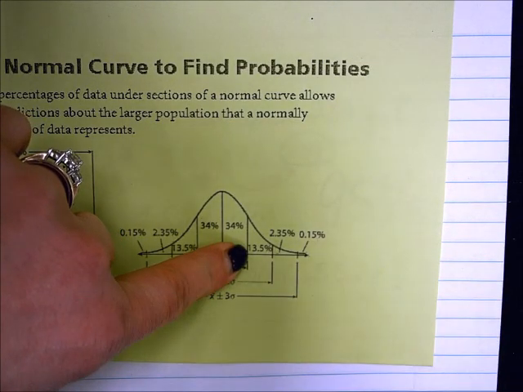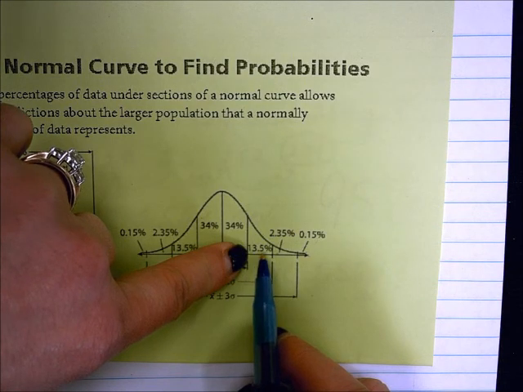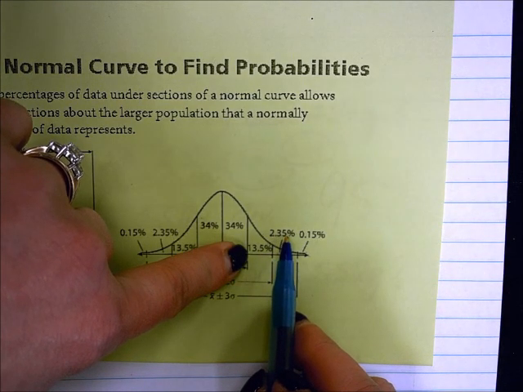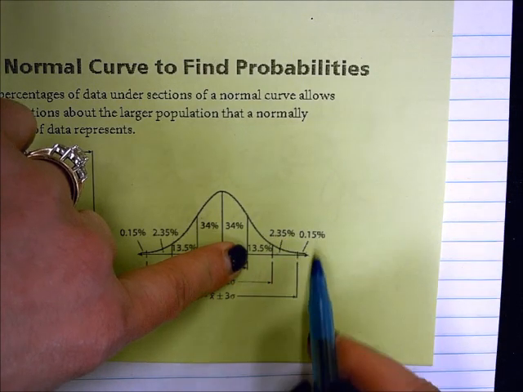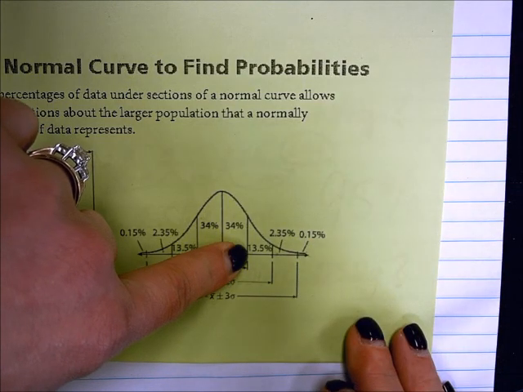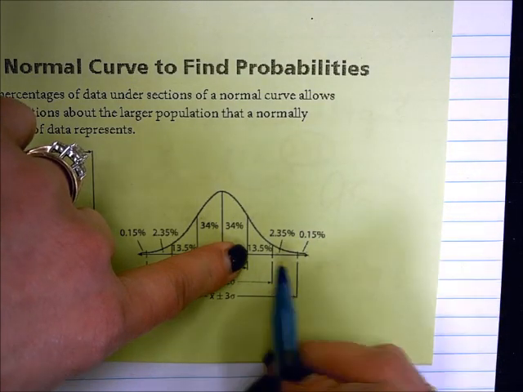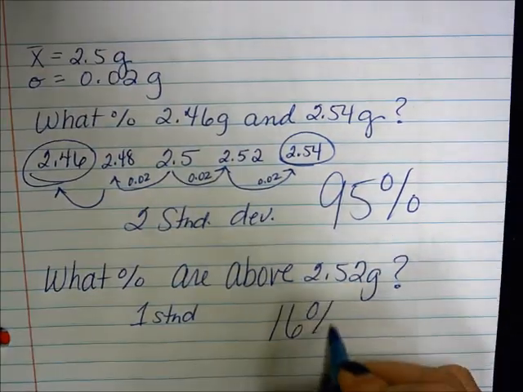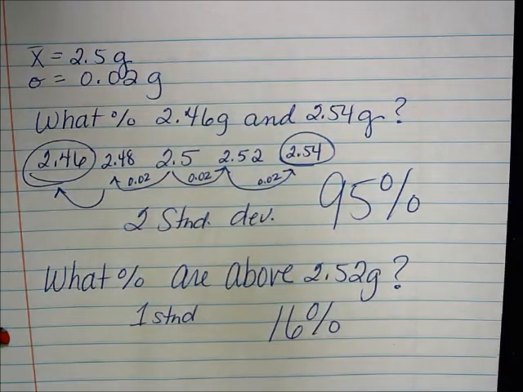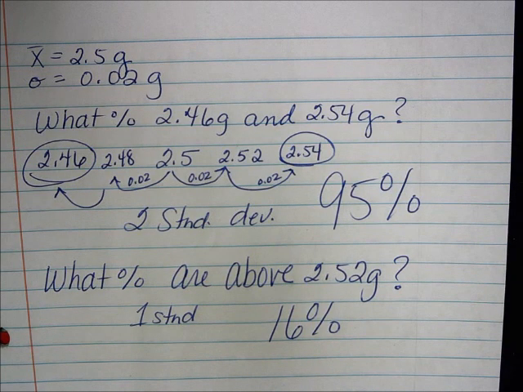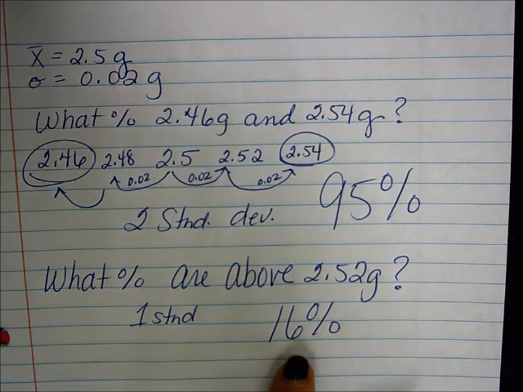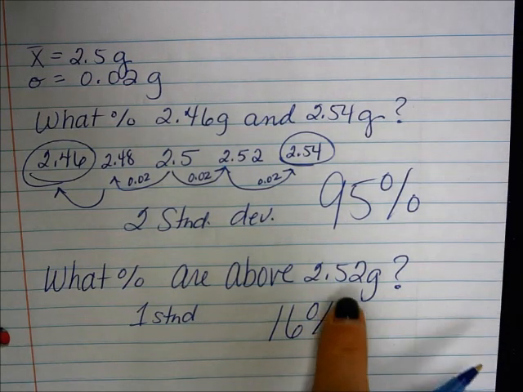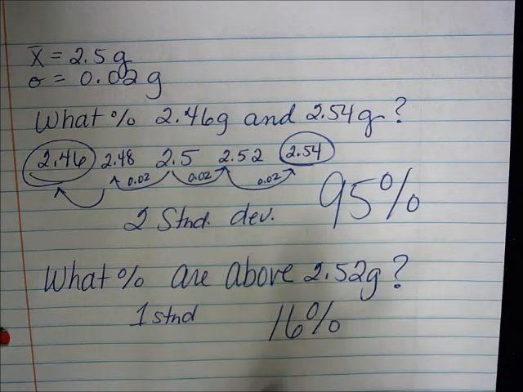So the 13.5 would weigh more than that. The 2.35% would weigh more than that. And the 0.15% would weigh more than that. If you add those 3 percentages together, 16% would weigh more than that. So if you weighed 100 pennies, 16 of them should weigh more than 2.52.